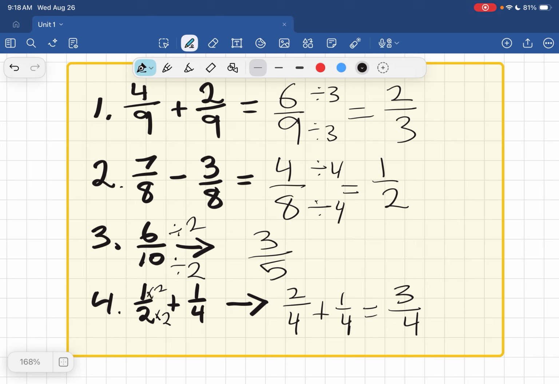Notice that several of these answers needed to be simplified. That's an important habit to develop. Don't stop as soon as you get an answer. Take a second to ask, can I simplify this fraction?